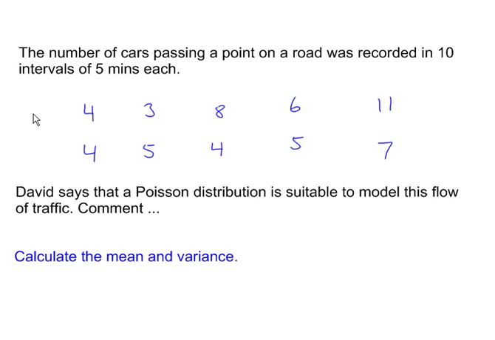In this example, the number of cars passing a point on a road was recorded in 10 intervals of 5 minutes each. There are 10 intervals, so we have 10 data values here. There's a claim here that the Poisson distribution is suitable to model this flow of traffic. So if we calculate the mean and the variance for this data, and if they are similar, then we can say that perhaps the Poisson distribution is a suitable model.